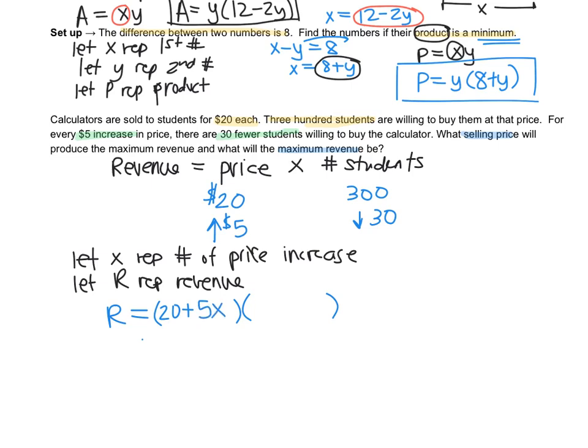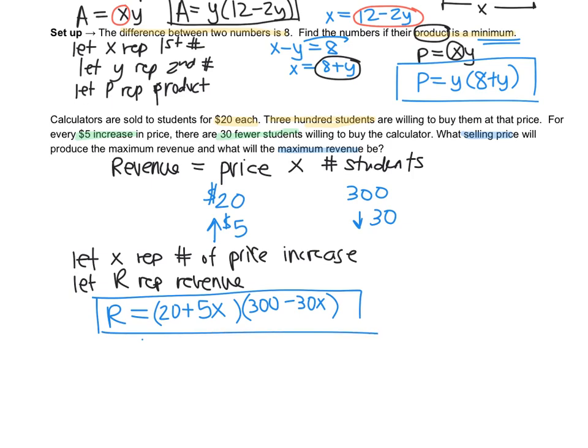The number of students is originally 300. If I increase the price once, I'm going to subtract 30. If I increase the price twice, I'm going to subtract 60. If I increase the price X times, I'm going to subtract 30X. So each bracket forms its own little linear equation. The number in front of X is the rate of change, like $5 per price increase, 30 students per price increase. And then 20 and 300 is that initial amount. And here is my quadratic equation.